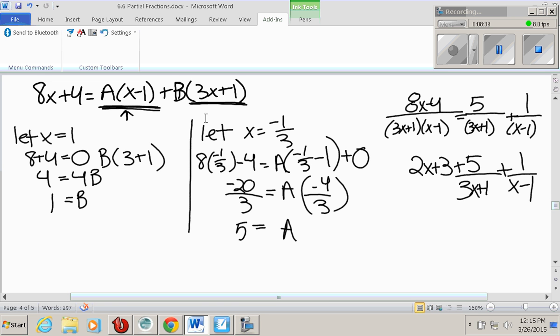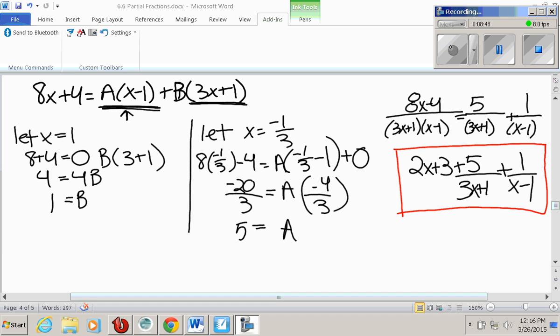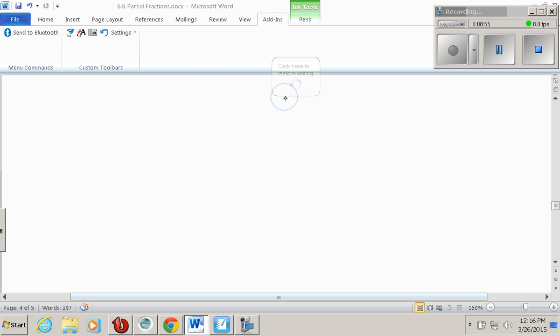All right, so pause here if you didn't copy everything down. So let's just circle our final answer for example number 3. Okay, so let's move on.